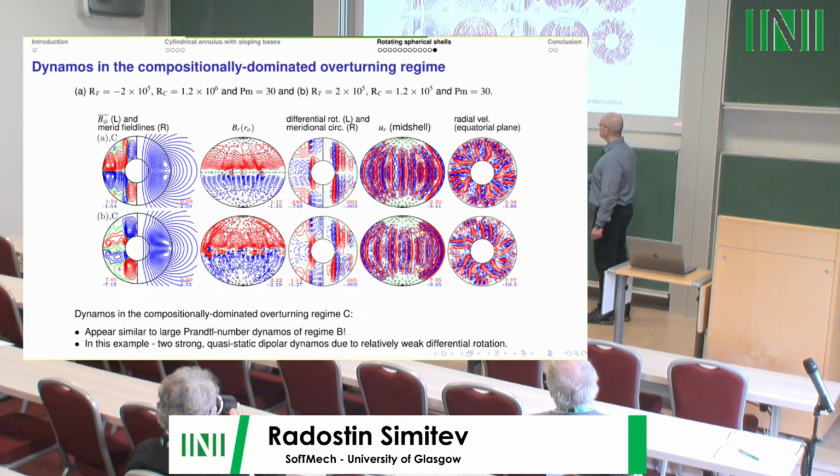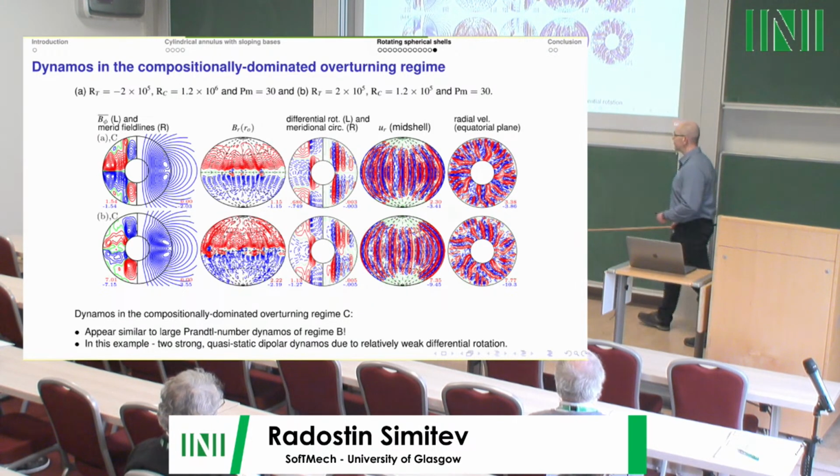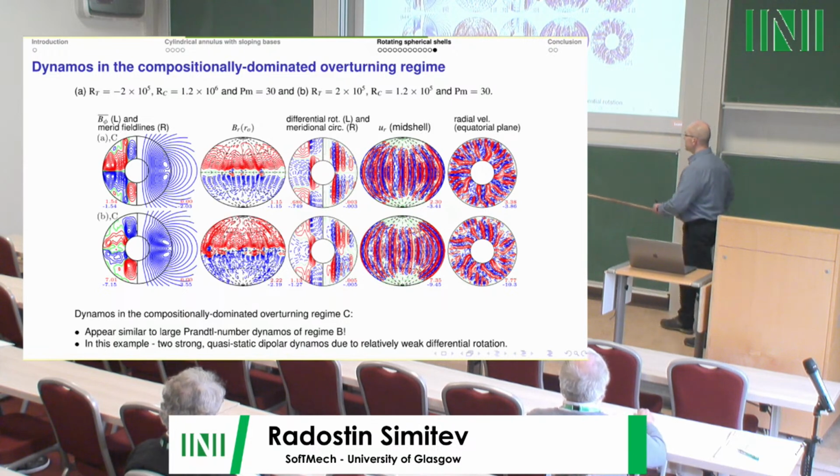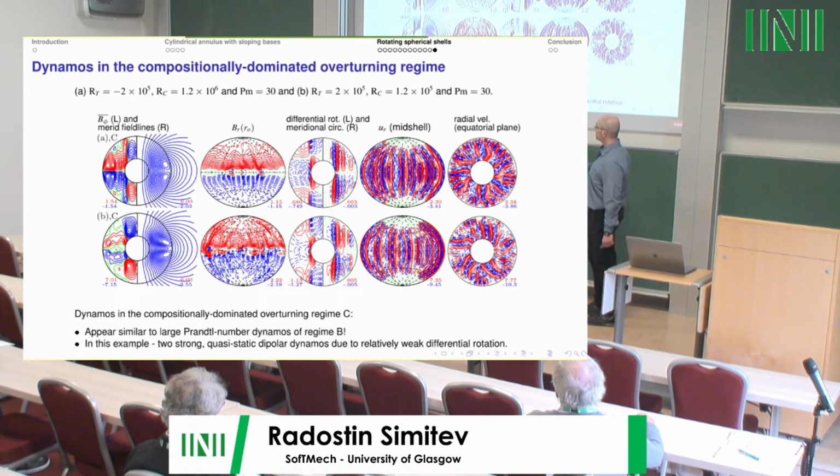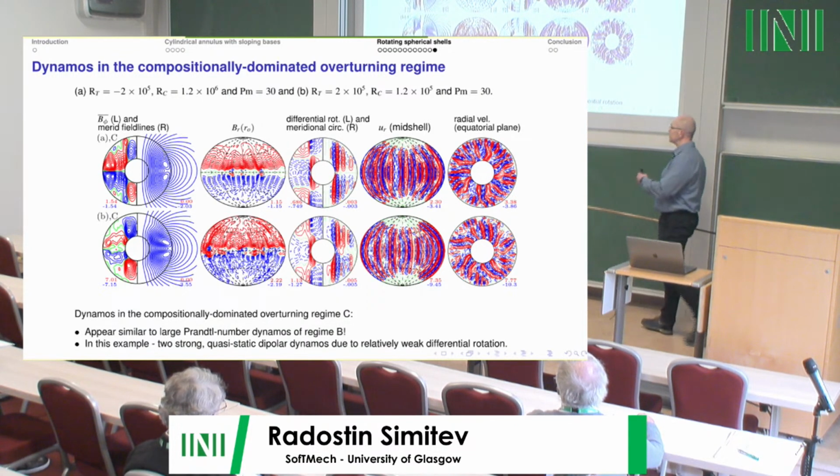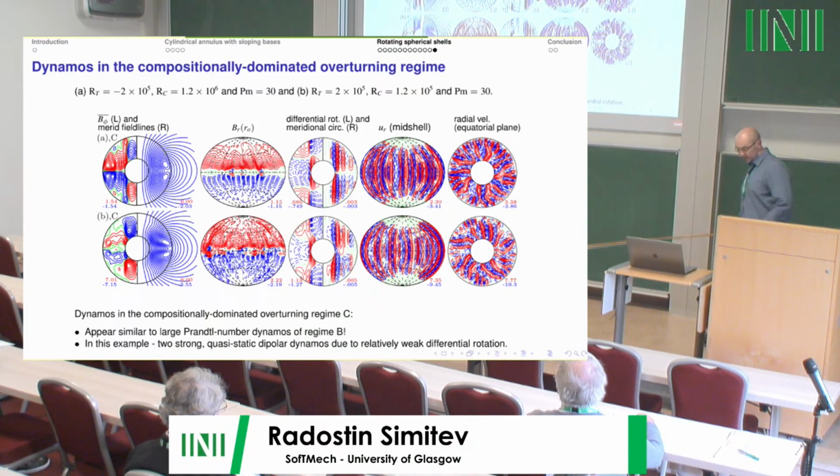So in this regime, we have magnetic fields that evolve rather slowly. And the dynamos are quasi-static dipolar dynamos with relatively weak differential rotation. So this picture pretty much stays like this in time.